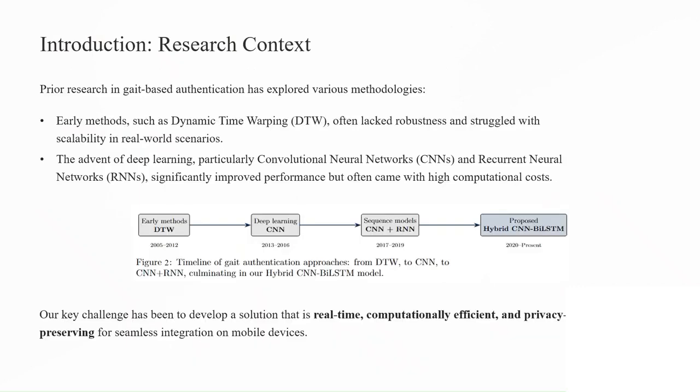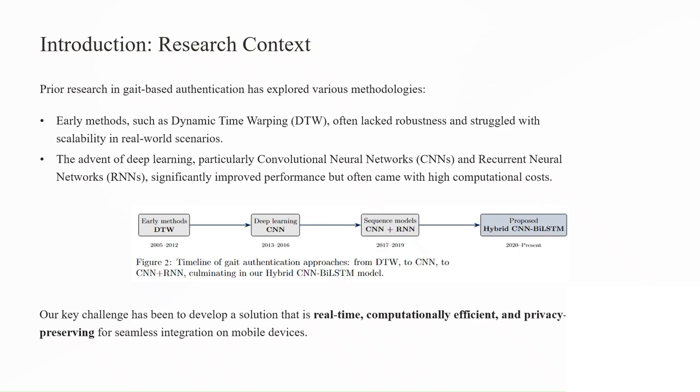Now let's look at the research context. Prior studies have shown that gait patterns can be captured unobtrusively using mobile sensors such as accelerometers and gyroscopes. Early work used distance metrics like dynamic time warping, which lacked robustness. Later, CNNs and RNNs achieved better performance, but they often required high computation and controlled environments. So the gap lies in building a system that is lightweight, robust in real-world conditions, and privacy preserving on mobile devices.